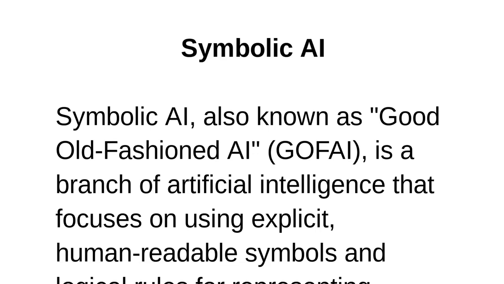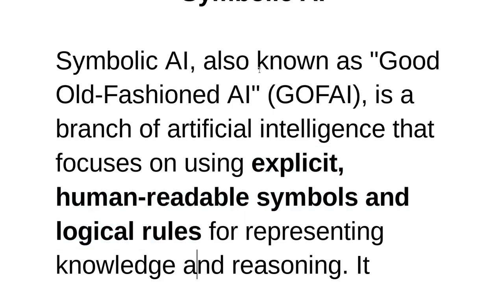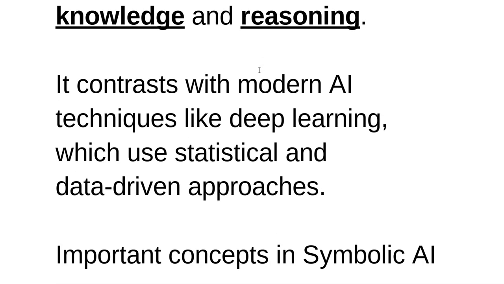Okay, so this lecture is about symbolic artificial intelligence. Symbolic AI, also known as good old-fashioned AI, is a branch of artificial intelligence that focuses on using explicit human-readable symbols and logical rules for representing knowledge and reasoning. It contrasts with modern AI techniques like deep learning, which uses statistical and data-driven approaches.